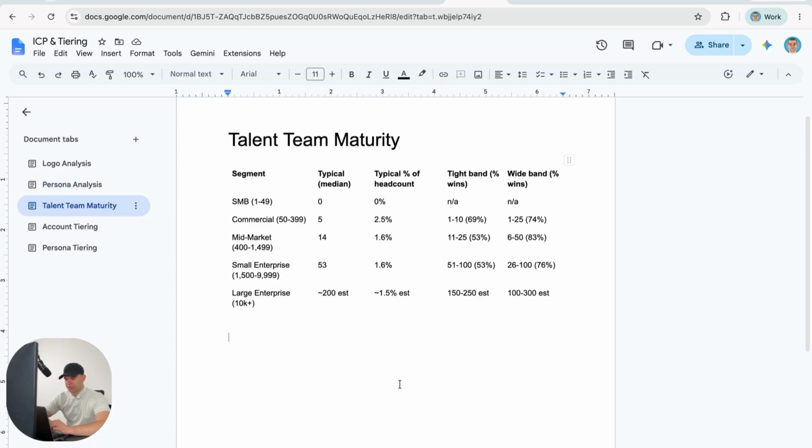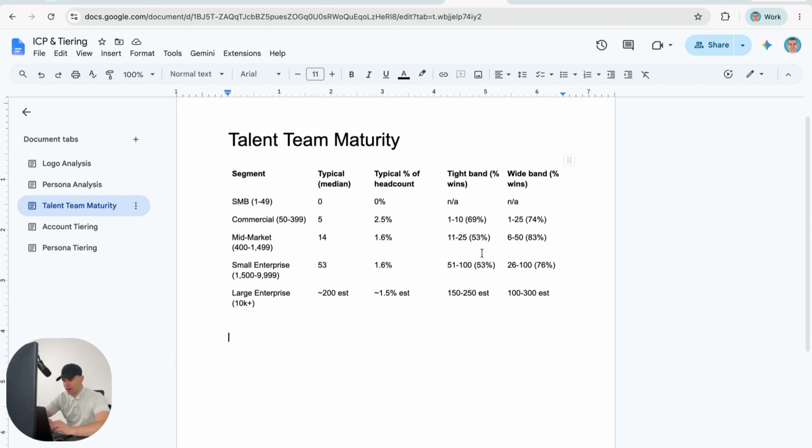Then what we've done is we've actually broken down talent team maturity, okay? So for the different segments, what's the typical median number of talent people? And what's that as a percentage of headcount? So, you can see for commercial around 2.5% of headcount, for mid-market 1.6, small enterprise 1.6, and large enterprise we can kind of ignore. This has all been extrapolated because we don't have any accounts in large enterprise.